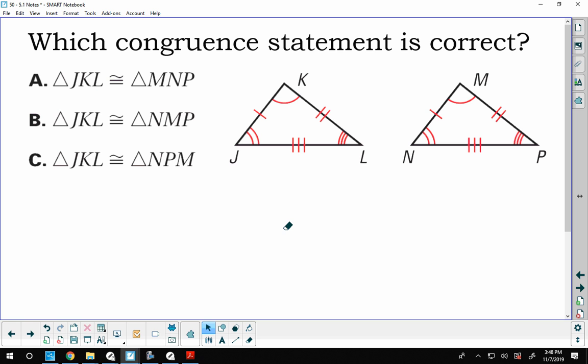Which congruent statement is correct? All right, so let's look. Is J congruent to angle M? J and angle M. Nope. J has 2 tick marks, M has 1. So that is not the correct congruent statement.